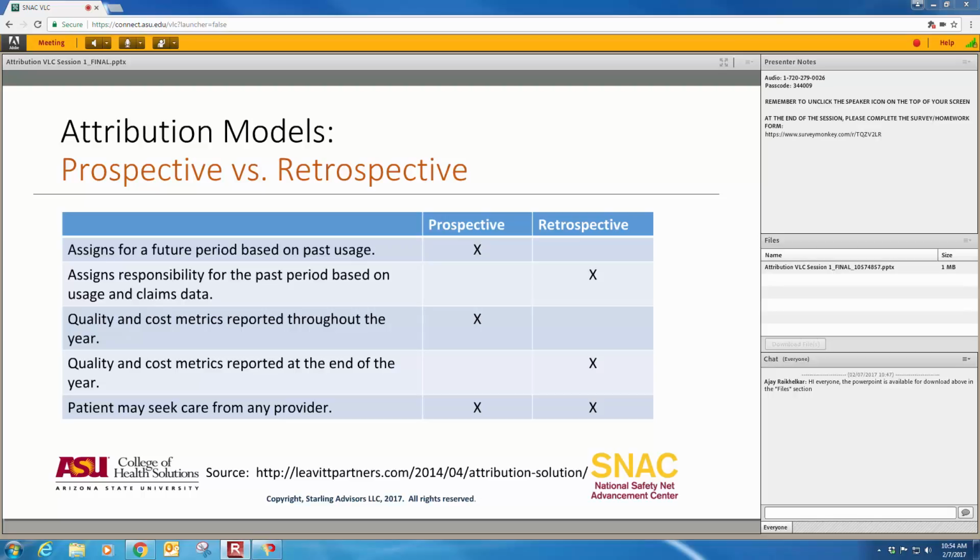And again, in most instances where there's a patient choice law involved, they can still seek care from any provider. So we don't have tools that say we can limit who they utilize. Total cost of care will include calculations of costs driven by providers that don't factor into either a prospective or retrospective model.